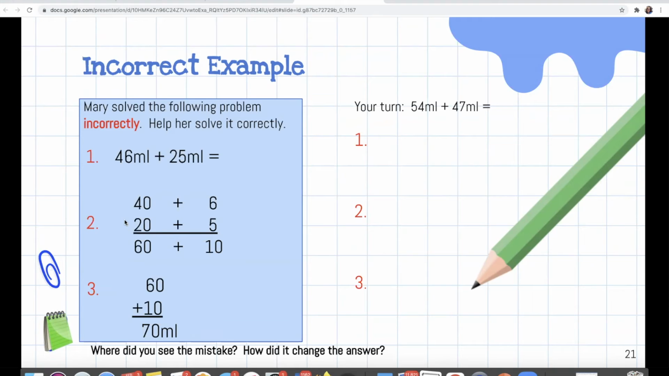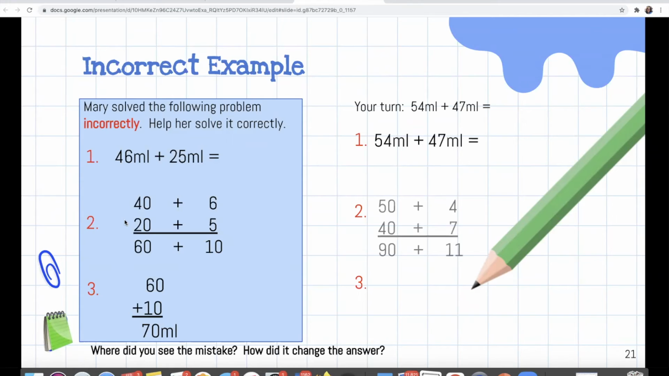So in this case, we've got 46 milliliters plus 25 milliliters. And we broke this down into 40 and 6, and 20 and 5, because maybe that's the way that they need to do this. This is incorrect. What happened here that's incorrect? Now, this could be a kid who doesn't count up correctly, has some issues with counting up, those kind of things. Well, of course, 6 plus 5 is not correct.